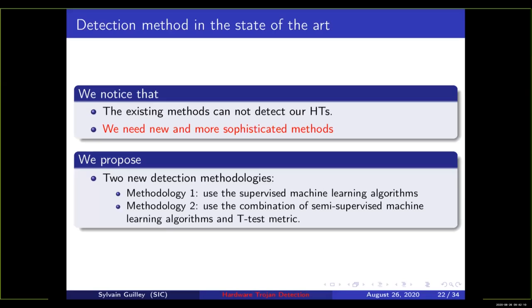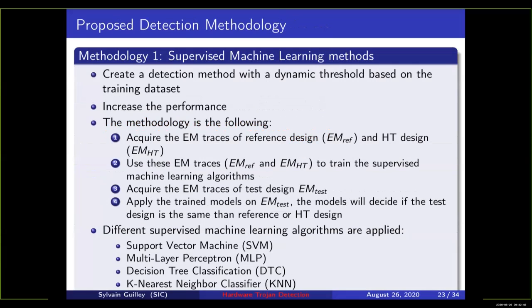Okay, so we want to do something better, and actually we go for machine learning. All right. So actually, I will discuss two methods. So first method is to use supervised machine learning, and second method to use a combination of semi-supervised and t-test. The second method does not require the golden model. Okay, so it really means that it can be applied in production, even though we have no clue what the Trojan will be, which is the case in general.